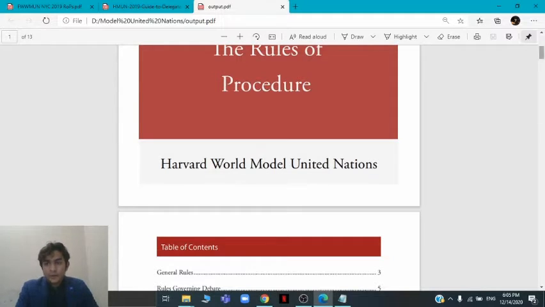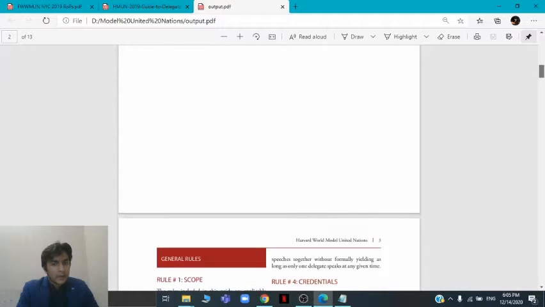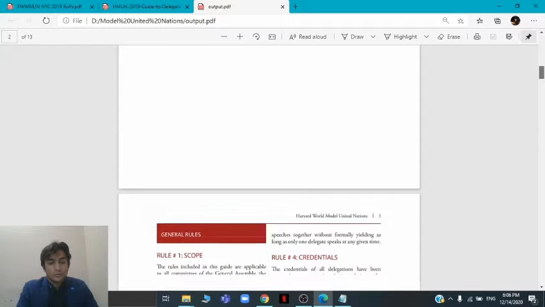The rules of procedure can be divided into seven main categories, which include the general rules, the rules governing debate, rules governing speeches, rules governing points, rules governing draft resolutions, and the rules governing voting and precedence of motions as well. So we would be moving towards the general rules firstly and discussing what general rules basically are and how many types of rules are present in them.